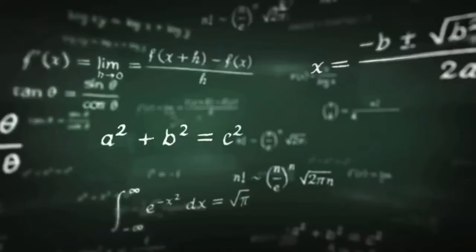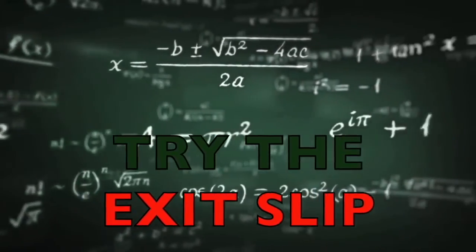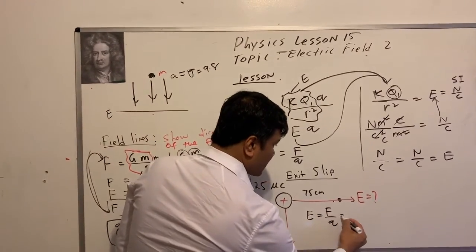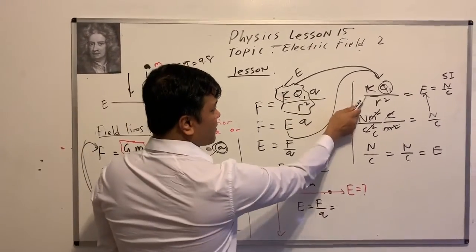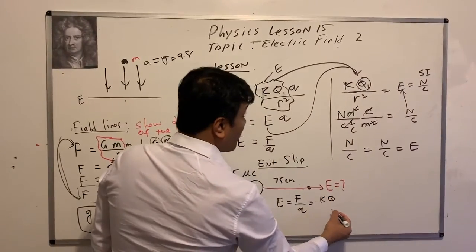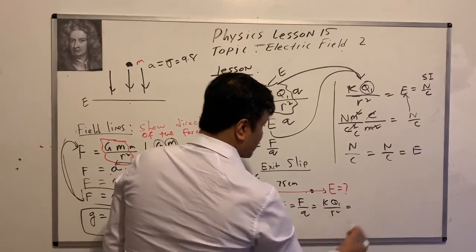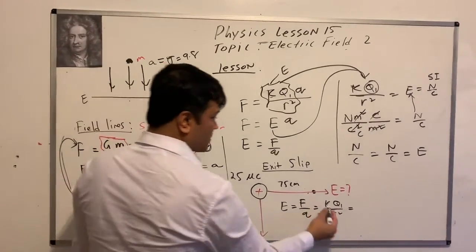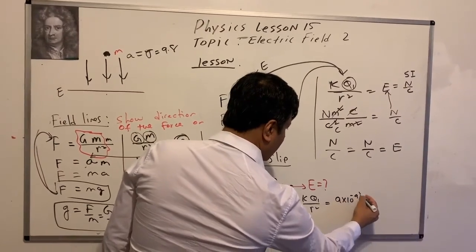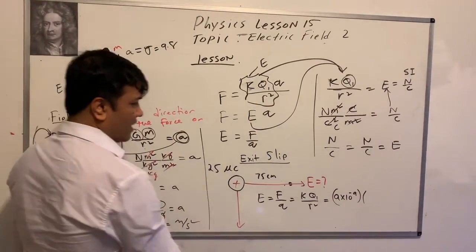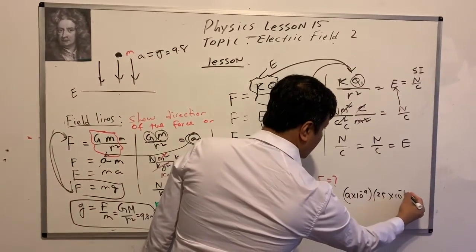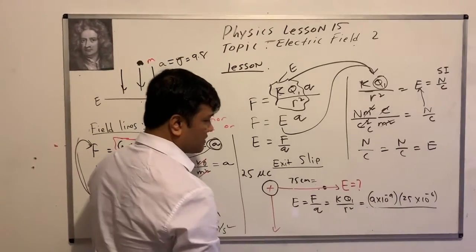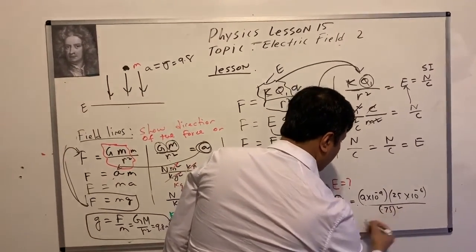Pause the video and try it on your own. Magnitude of electric field would be what? E equals F over Q, but you cannot use that, because I did not give you the value of this charge. So you have to use this formula: K Q1 over R squared. So 9 times 10 raised to 9, and Q is 25. Be careful: 25 times 10 raised to negative 6. And 75 centimeter is 75 divided by 100, which is 0.75, squared.